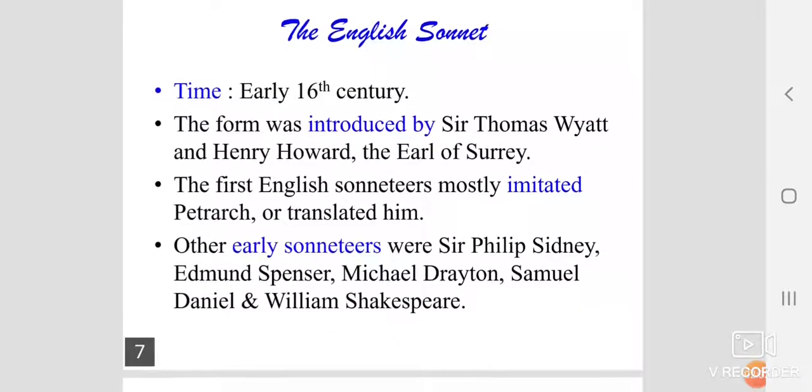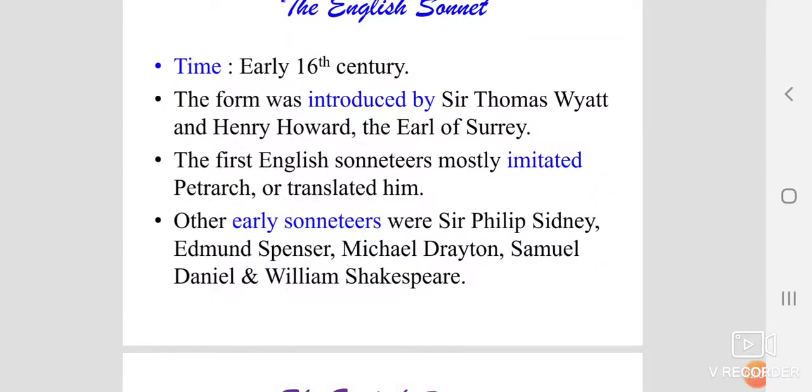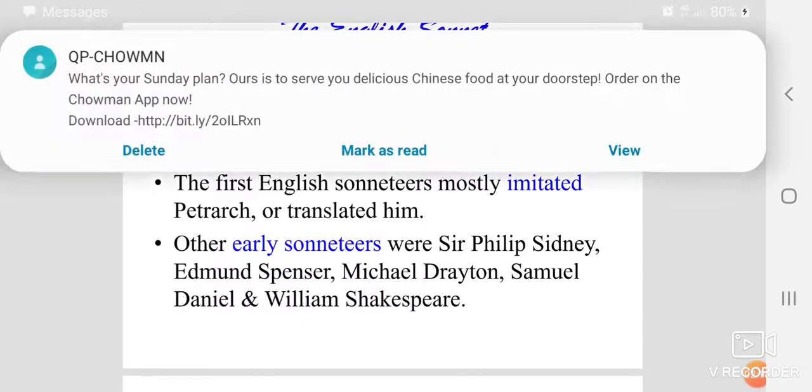Now the English sonnet came into being only in the early 16th century, and it was brought in by two gentlemen, Sir Thomas Wyatt and Henry Howard, the Earl of Surrey.